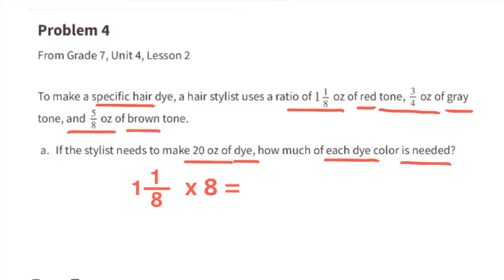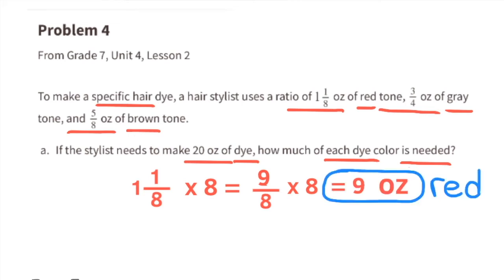1 1/8 of red dye times 8, or 1 1/8 of 8. That's also the same as 9/8 times 8. Since 9/8 times 8 is 9, the stylist would have to use 9 ounces of red tone when making 20 ounces of dye.